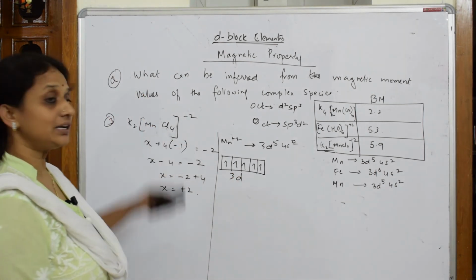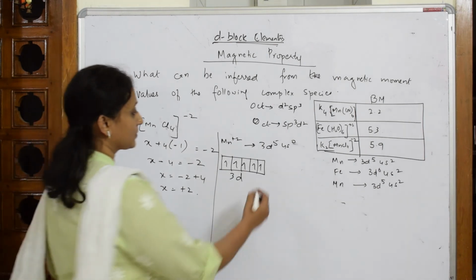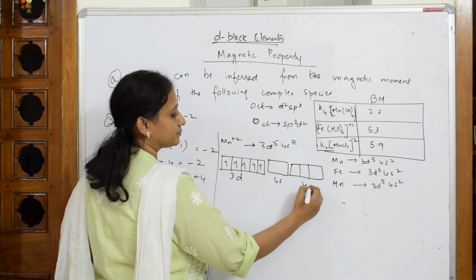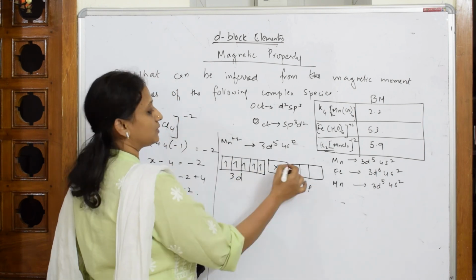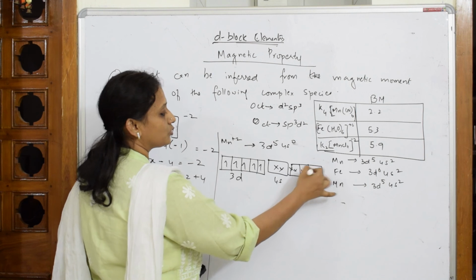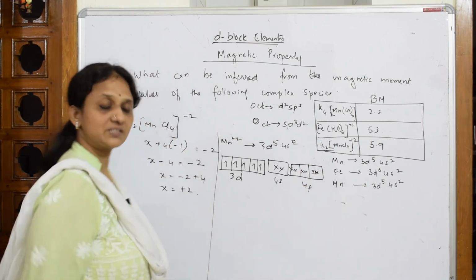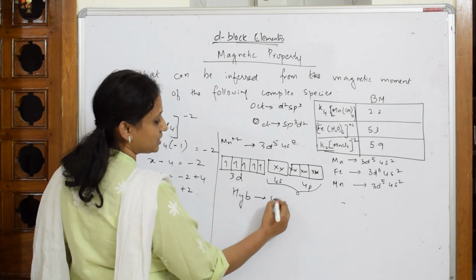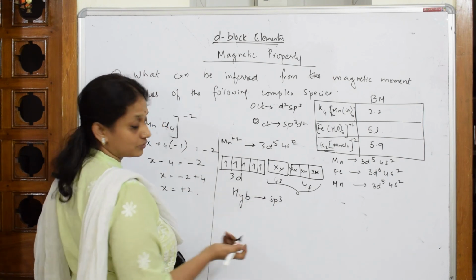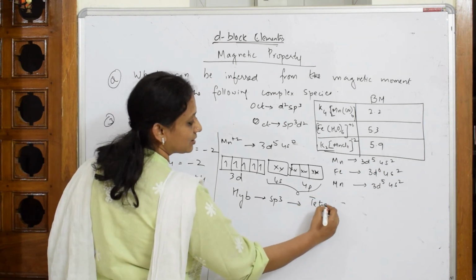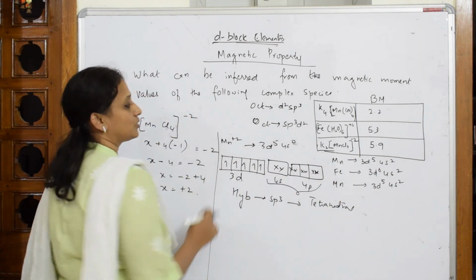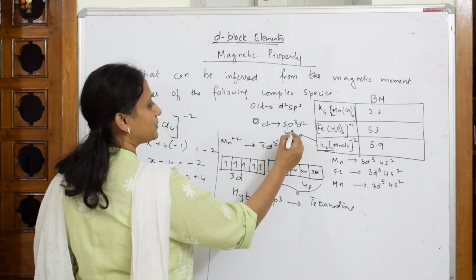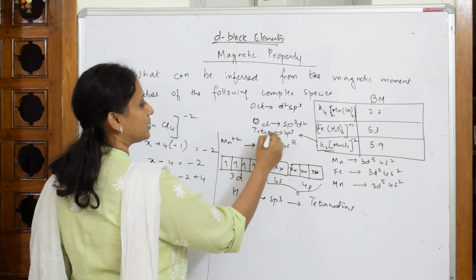How many should it accommodate? It has to accommodate 4 Cl. So 3d 4s 4p. One chlorine here, one more chlorine here, one more chlorine, one more chlorine. What is the hybridization? These will hybridize. So hybridization is sp3, 3 plus 1, 4. The shape of the molecule is tetrahedral. So what did I get now? For the last complex, I have got sp3 hybridization and the shape is tetrahedral.